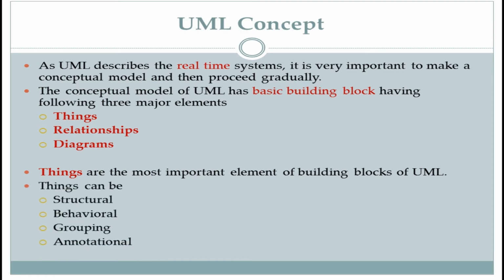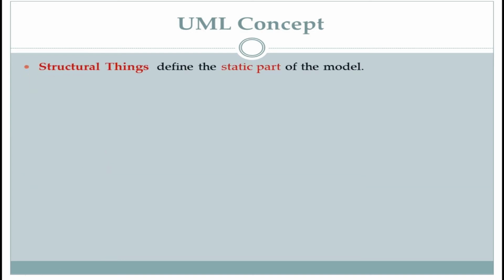Things can be structural, behavioral, grouping, or annotational. Now we'll see the first kind of thing. It is structural thing. Structural thing defines the static part of the model. The static part of the model is nothing but the irreplaceable part which cannot be removed from the system or from the model.